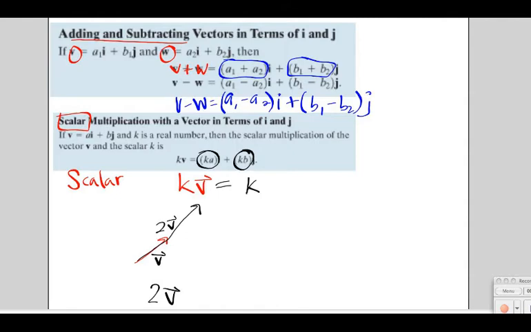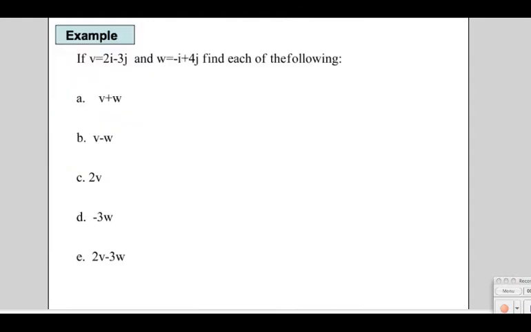So kv would be ka i. Sorry, I'm forgetting which one comes first. i before j. That's how many i's I'd have, plus kb j. So I times the k times the a and the b. It's like distributive. So it's interesting. It does follow some basic properties, but again, it's because of what's actually happening visually. So let's take a look at this in action.